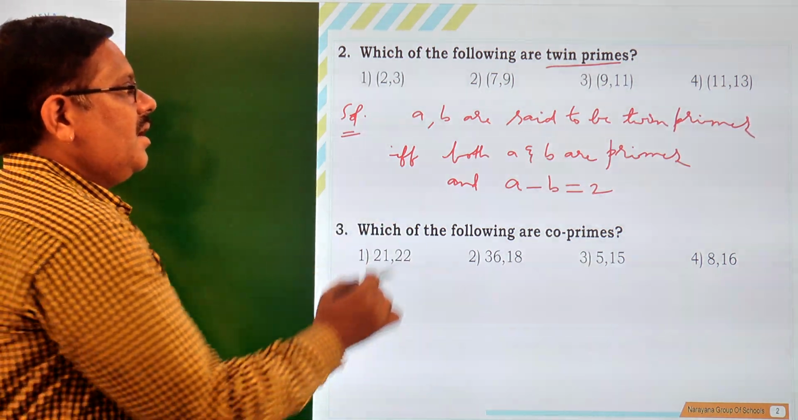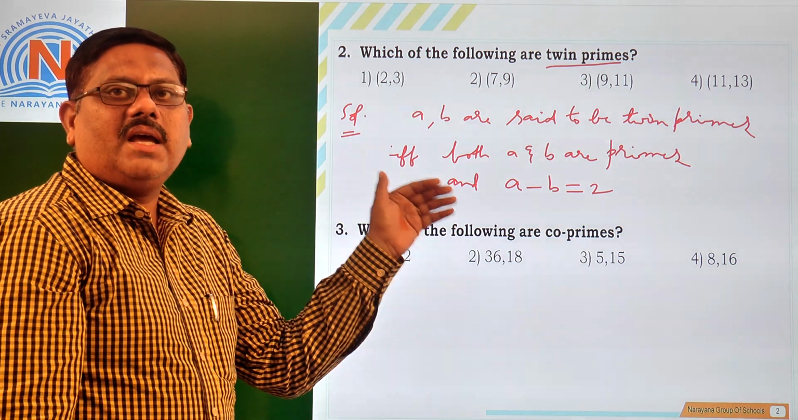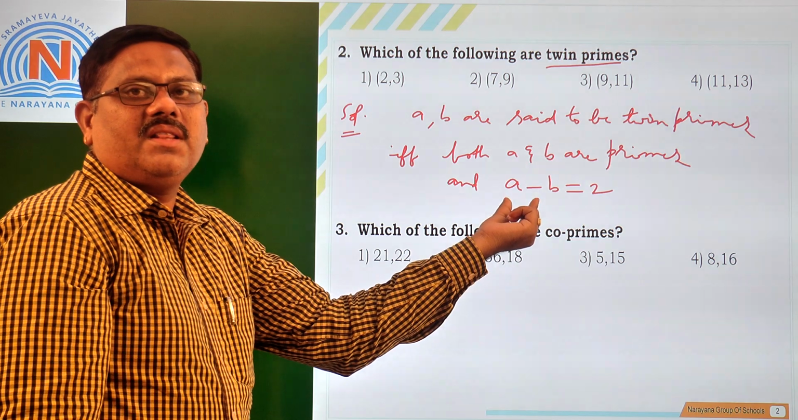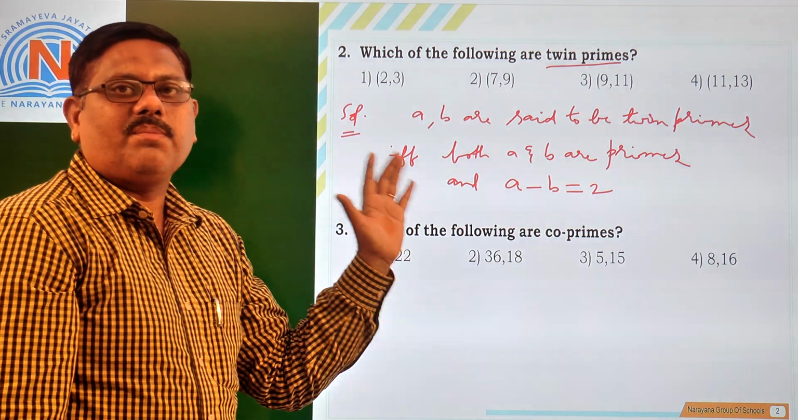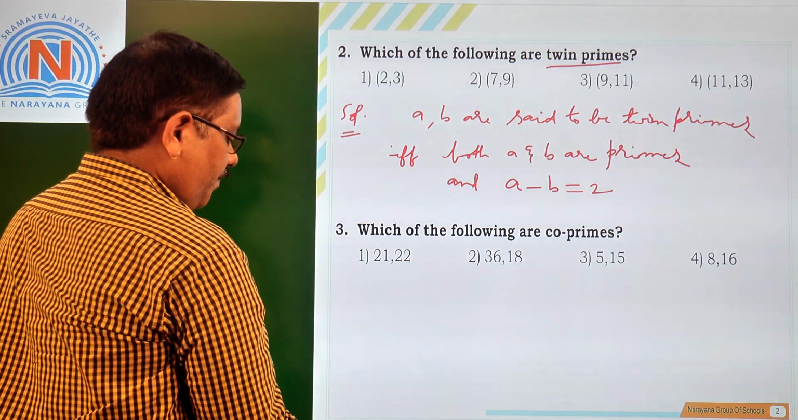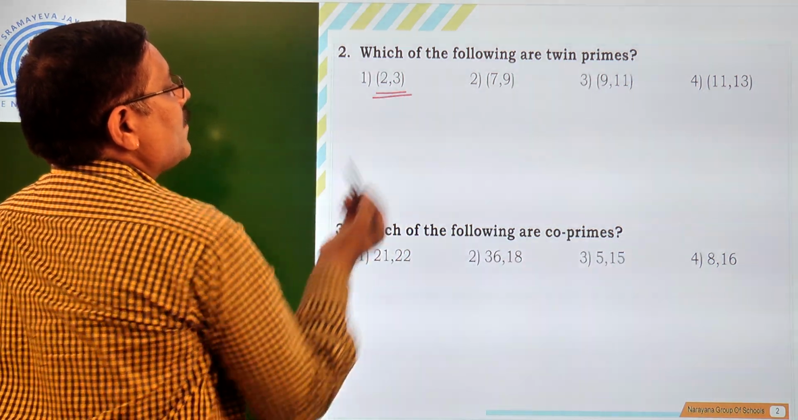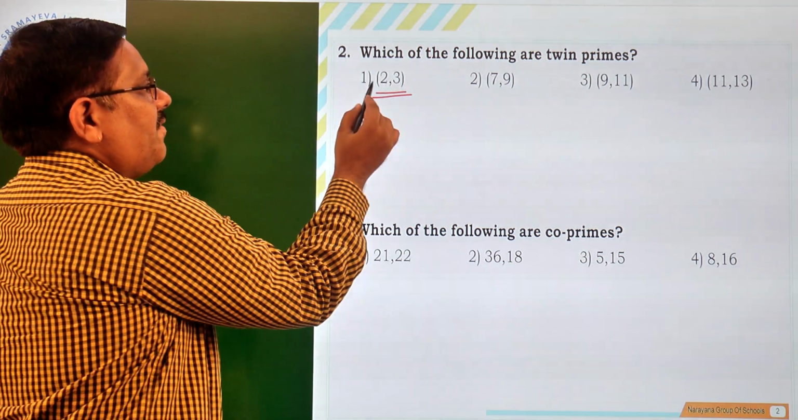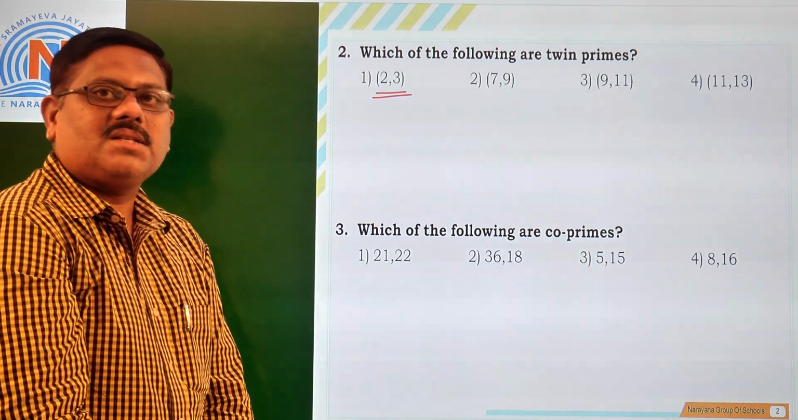Then only we call A and B twin primes. Let me say it again: A and B are said to be twin primes if and only if both A and B are prime numbers and, at the same time, the difference between them is 2. In such a case, we call A and B twin primes. Now, let us see which of the options is correct. If you take 2 and 3, 2 is a prime number, 3 is a prime number, but the difference between 2 and 3 is only 1. So, we cannot call 2 and 3 twin primes.